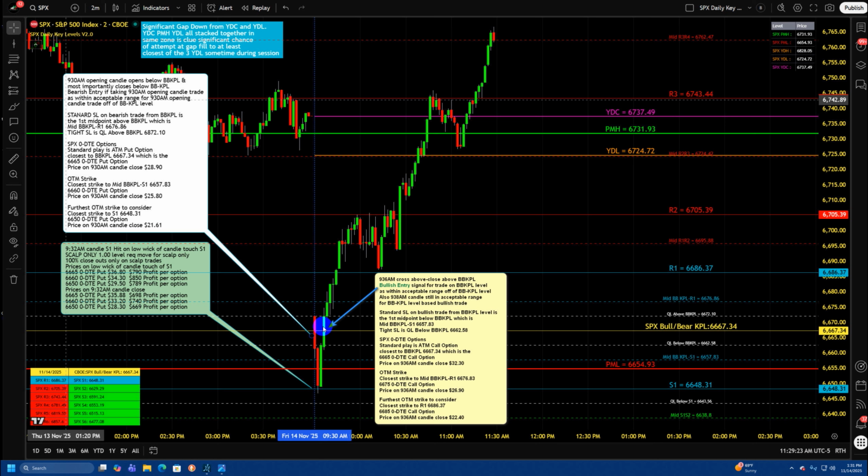Okay, so here we have the 9:30 a.m. opening candle. As you can see, it opened above the bull bear key price level. However, it crossed below it intra-candle and closed below the bull bear key price level. So this is your bearish entry signal on this 9:30 a.m. opening candle if you wish to take this trade with this indicator.